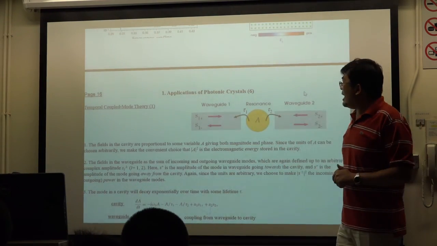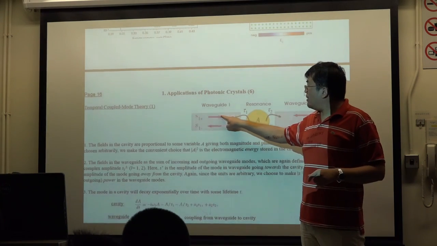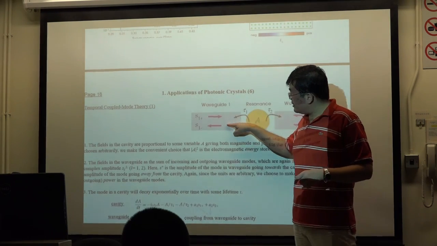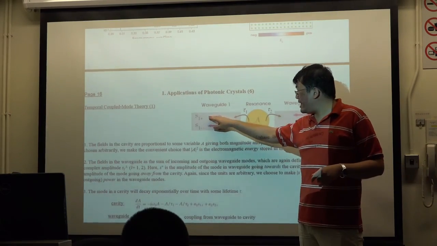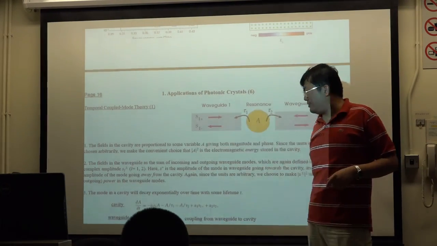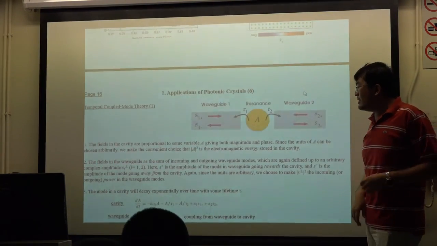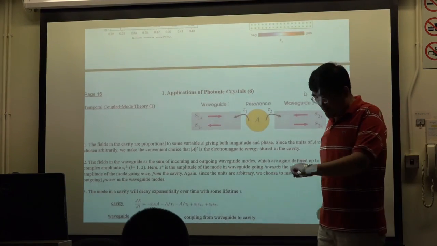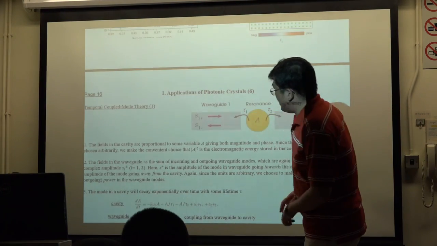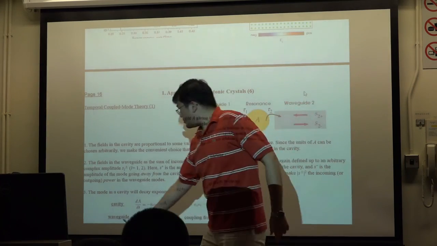Another thing: this is an incoming wave, this is the outgoing wave. This is the incident wave, this is the reflected wave. So this is the coupled mode theory, which can be written as something like this. Allow me to explain this, and we can conclude this lecture.